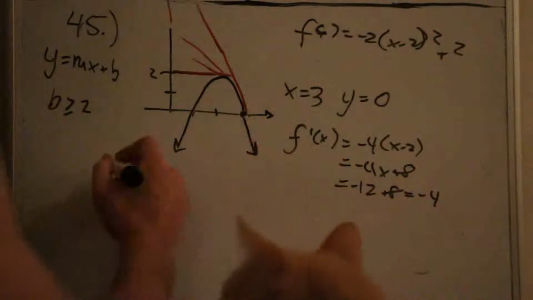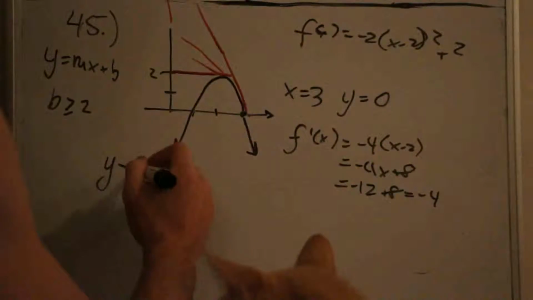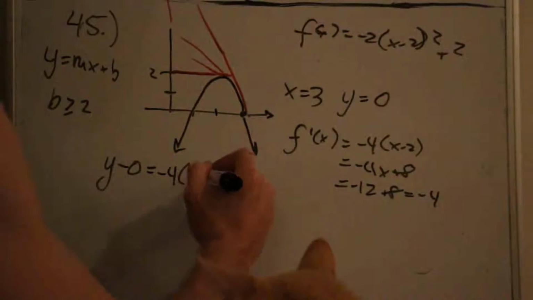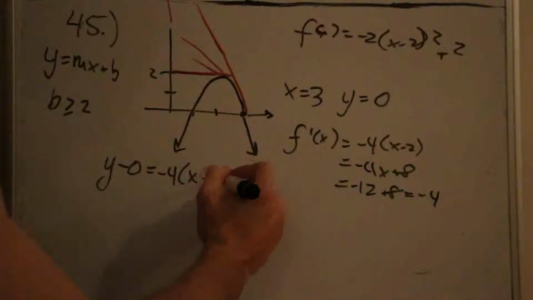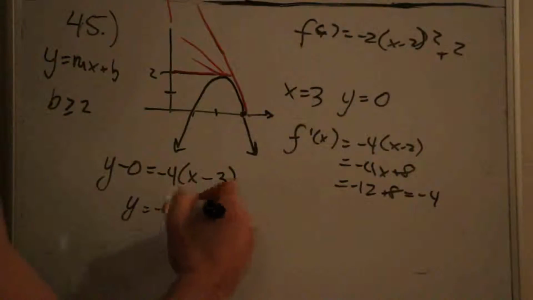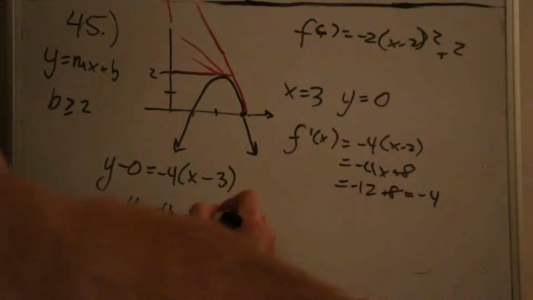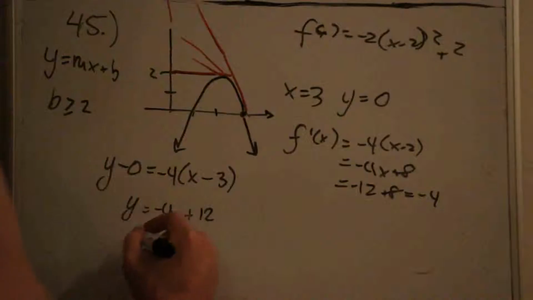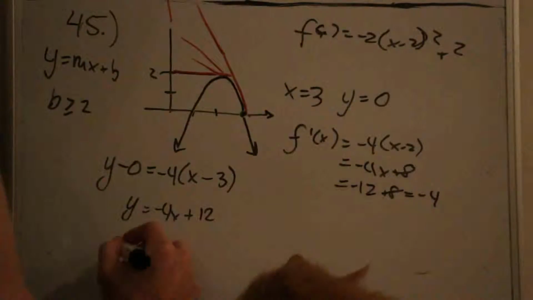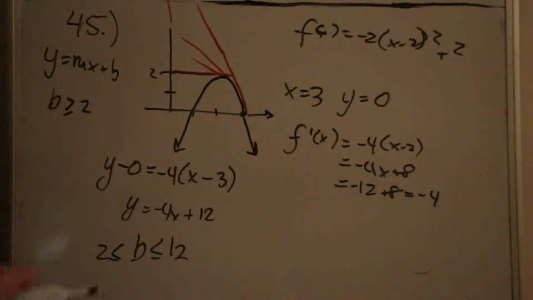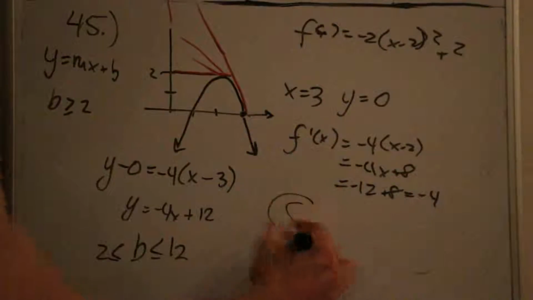So that's my slope. So I end up with y minus y1, which is 0, equals the slope, which is negative 4, times x minus x1, which is 3. So y equals negative 4x, negative 4 times negative 3 is positive 12. So the top b value would be 12. So b is going to be between 2 and 12, which is my answer C.